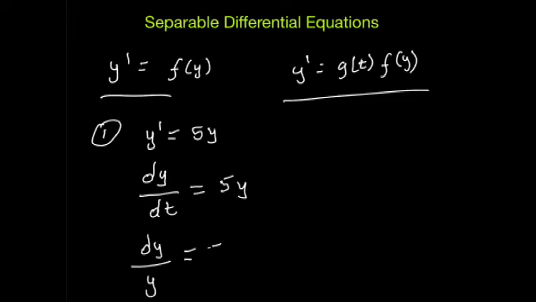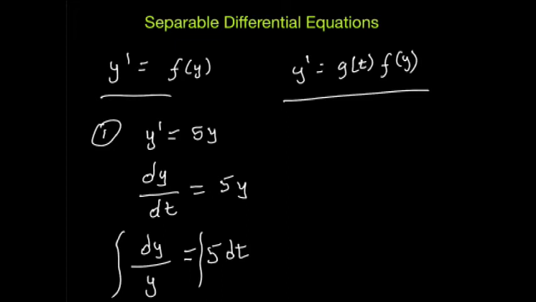So here I'm gonna divide this by y, and I'm gonna have 5 and dt here. Everything that is y I'm gonna put on the left, and everything that is t I'm gonna put on the right. I decided to keep the 5 on the right hand side just because I feel it's easier that way. But you can also put the 5 on the left side, it doesn't matter. So once we have that, we can integrate this.